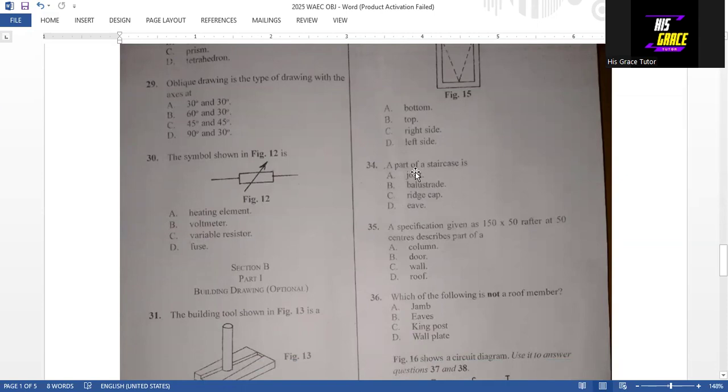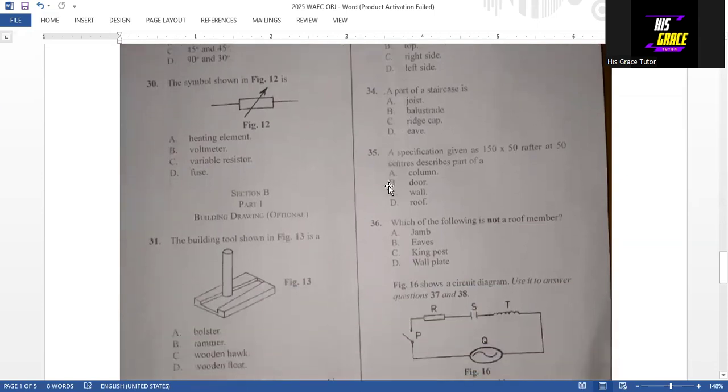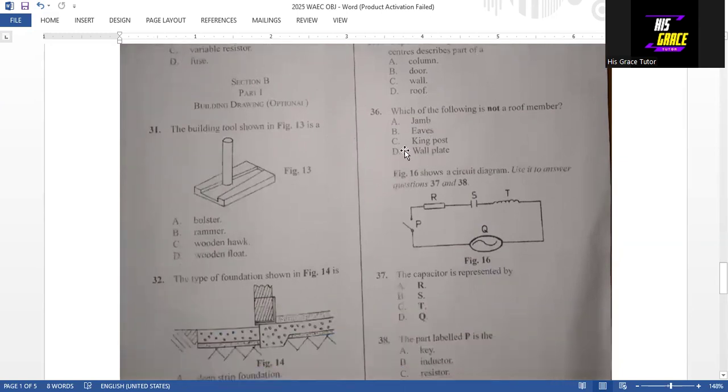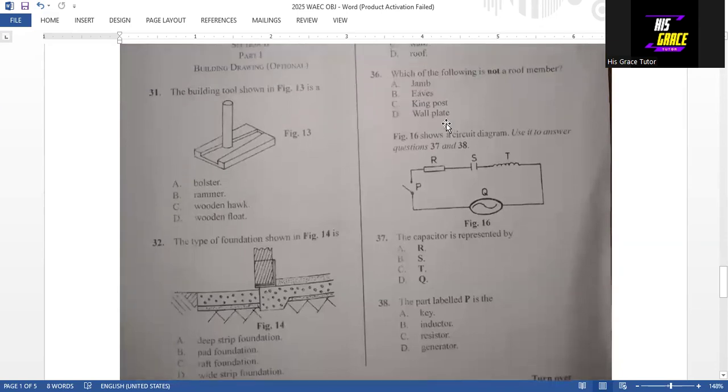34. A part of a staircase is the balustrade. That is option B, the answer to that question. Question 35. A specification given as 150 by 50 rafter at 50 center describes part of a roof. That is option D, which gives us the answer to question 35. 36, which of the following is not a roof member? So jamb is not a roof member. That's option A, the answer to question 36.